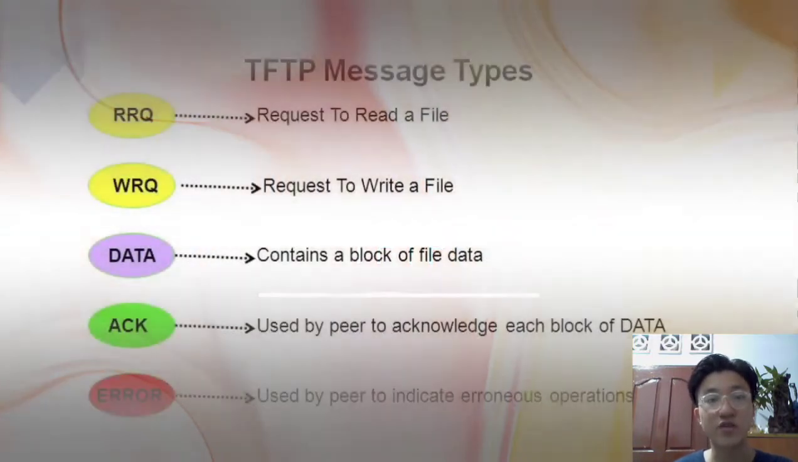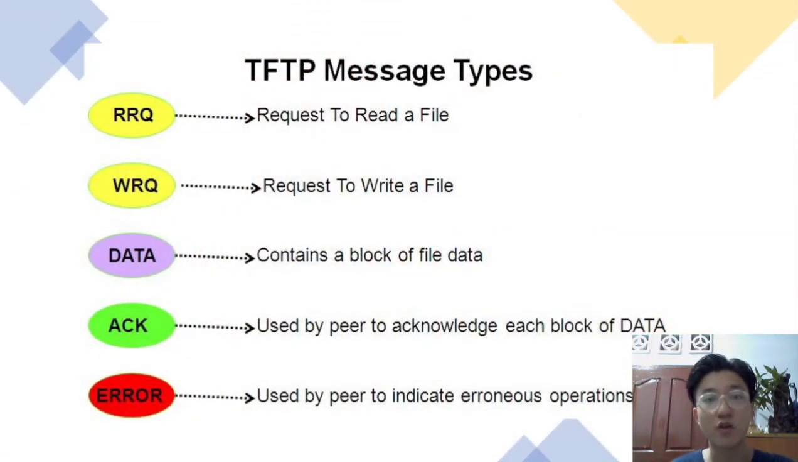This is due to the fact that the TFTP server needs to divide data into pieces when transferring it to the TFTP clients. TFTP has 5 message types, which are RRQ, request to read a file; WRQ, request to write a file; data, contains a block of file data; ACK, used by a peer to acknowledge each block of data; and error, used by a peer to indicate erroneous operations.